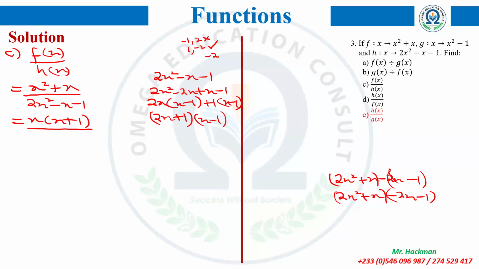Is my point well made? Yes, sir. So after you are through with your factorization, then you import your results, your final result for the factorization. You come and bring it here. So that will give you 2x plus 1 in one bracket, and in another bracket, x minus 1. Is that clear?